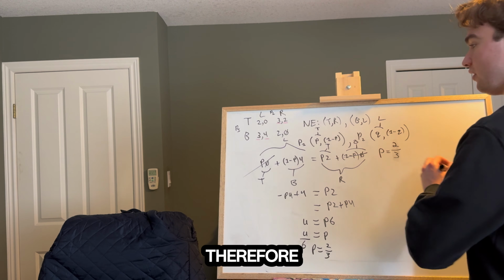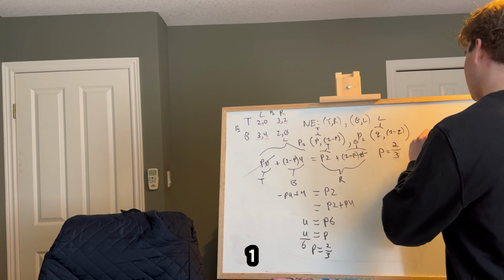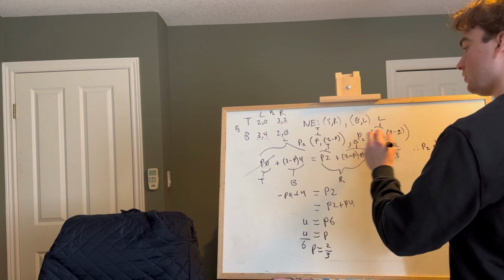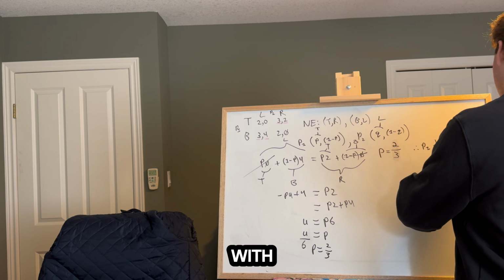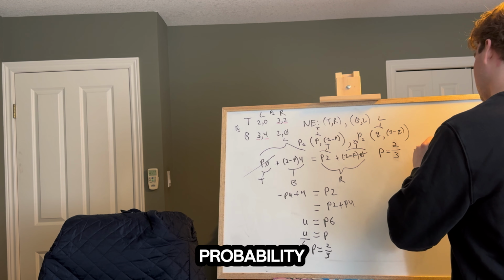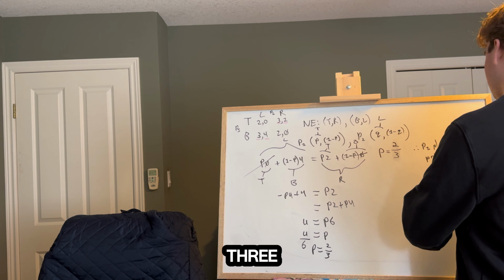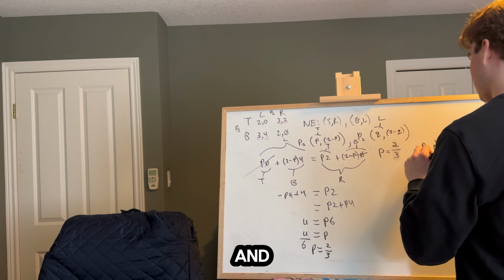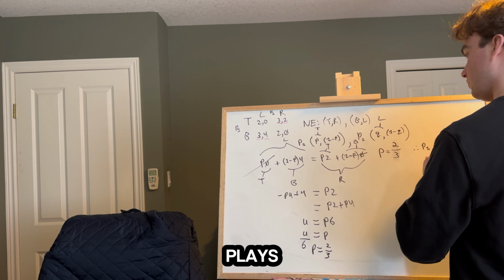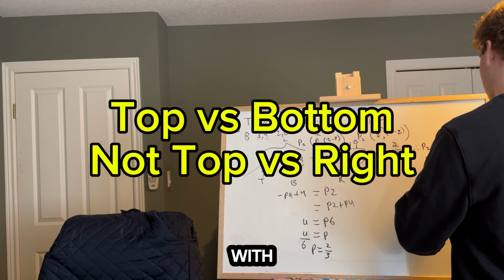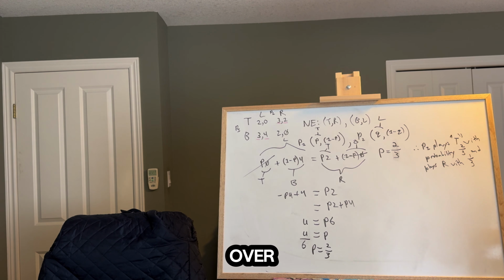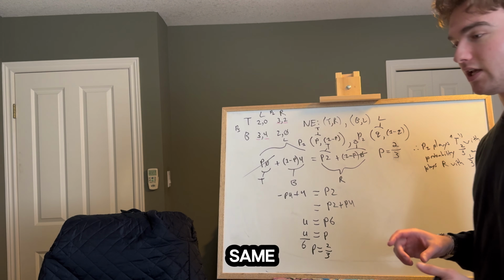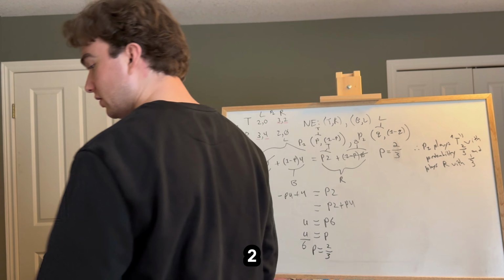Okay, so therefore, player 1 plays T, or top, with probability 2/3, and plays bottom with probability 1/3. Now we're going to do the same thing for player 2, because how is player 2 going to make player 1 indifferent?